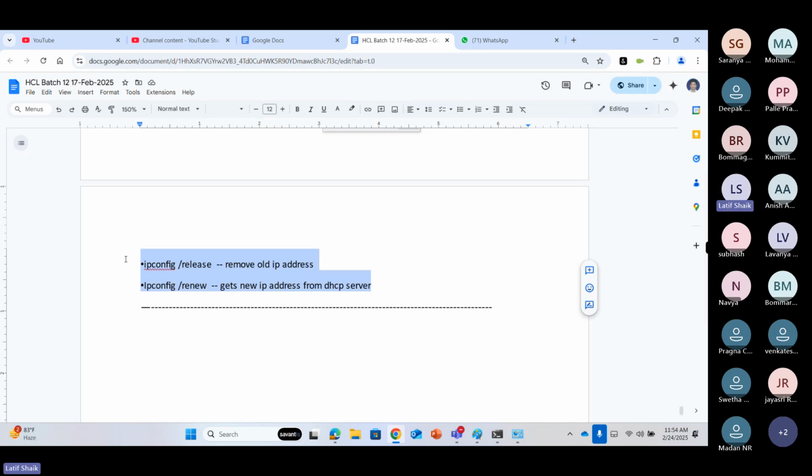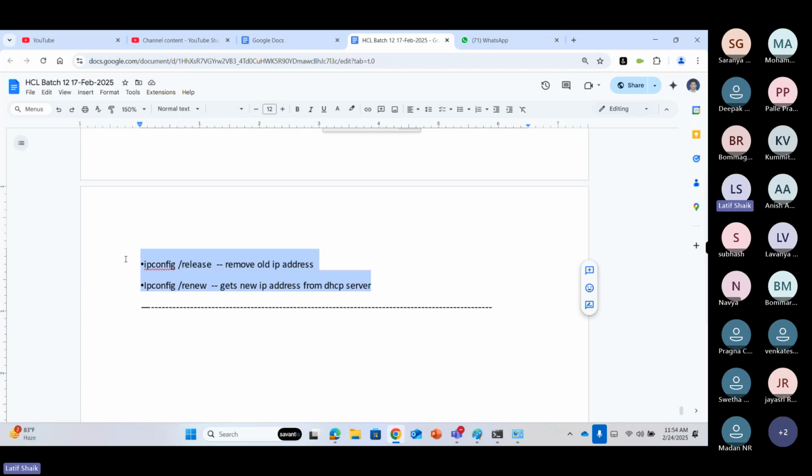This release command will remove the automatically configured IP addresses, whether from the system itself or DHCP. So the automatically configured IP address will be removed from all your adapters. Renew means again it will try to get a new IP from DHCP. Release means flushing of the IP address, the dynamically configured, old IP address. Renew means try to get a new IP address from DHCP.